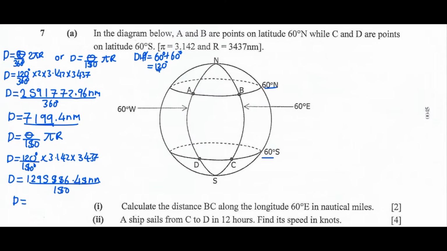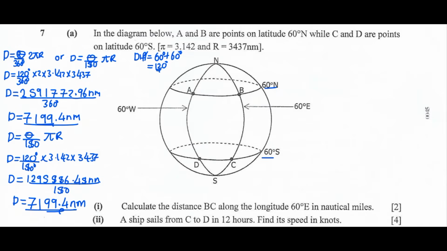So I'm getting the same answer, 7,199.4. So the point here is you can use either of these two formulas, and the answer will always be the same. Now let's move on to Roman numeral 2.